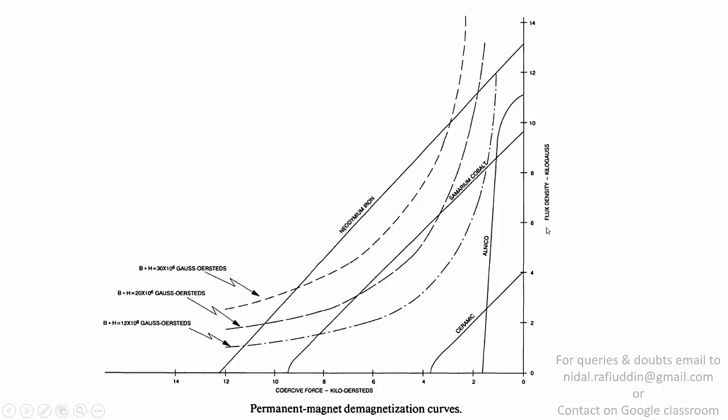So alnico has higher retentivity than ceramic and even higher than samarium cobalt. Then samarium cobalt, compared to alnico, has a larger hysteresis loop, and the strongest of all, neodymium iron, has the largest hysteresis loop. So this figure only shows a part of the hysteresis loop. It's not a complete hysteresis loop, but it can be inferred by looking at these figures.